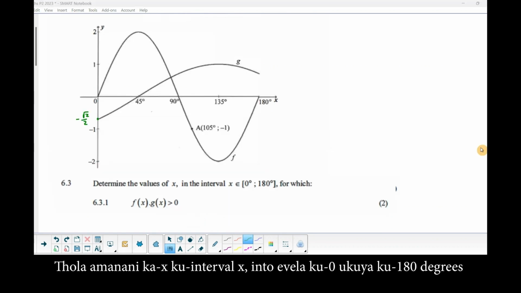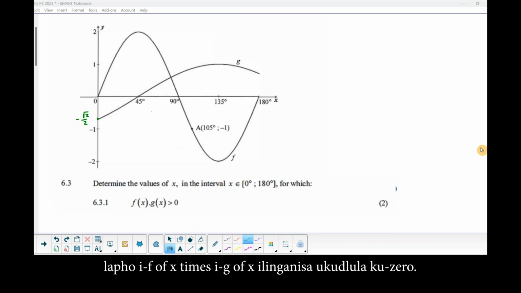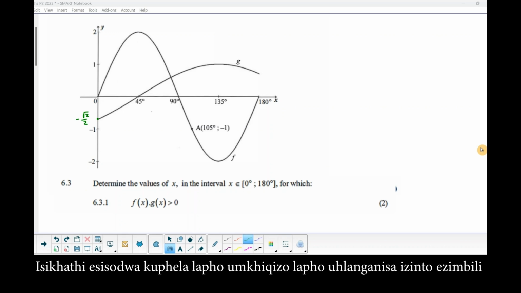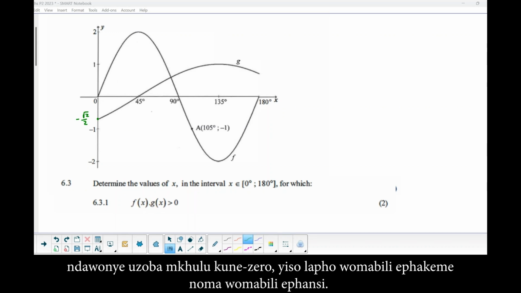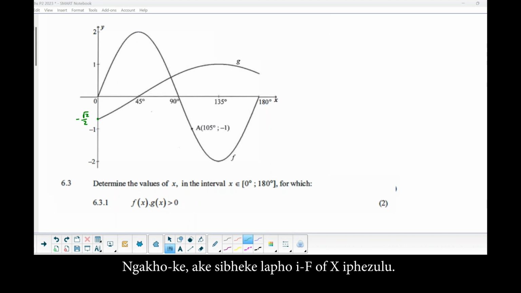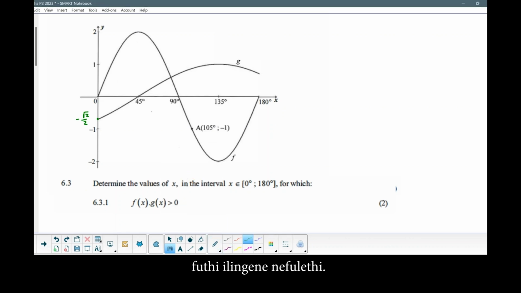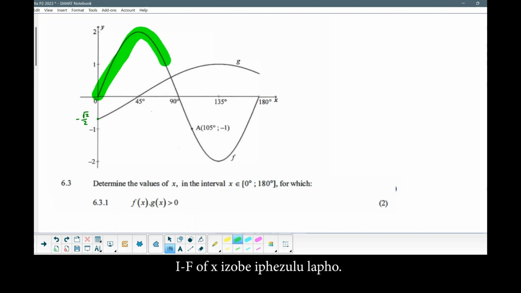6.3, determine the values of x in the interval 0 to 180 degrees for which f of x times g of x is greater than 0. The only time a product, when you multiply two things together, will be greater than 0 is when both are positive or both are negative. So let's have a look at where f of x is positive. F of x is positive there.